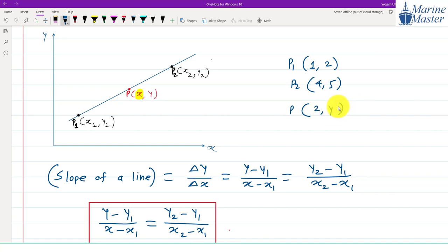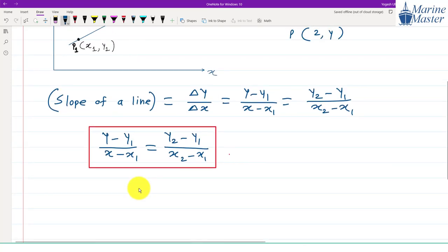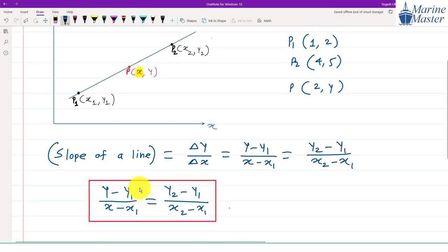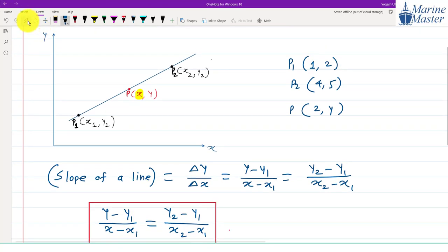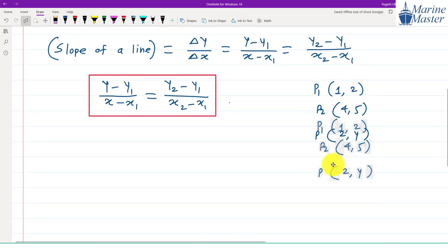Then what can we do, everyone? We can use this relation of interpolation and we can get the value of y. The relation of interpolation is nothing but the relation of slope of a line. See this one, guys, observe. Here these are the coordinates of point P1, P2 and point P.